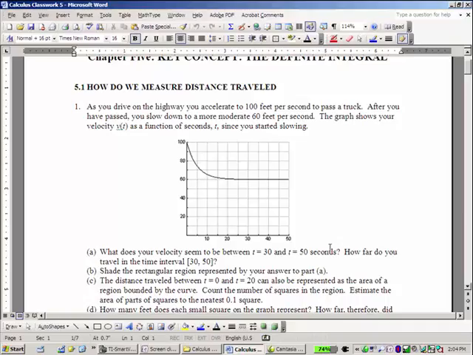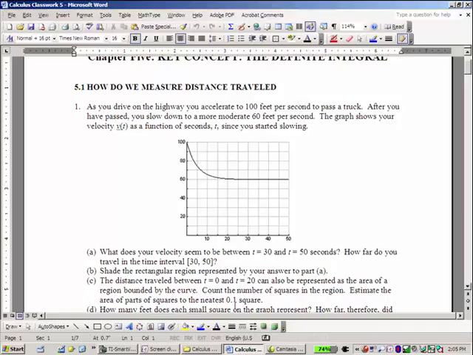Can someone give me what the wrong answer was going to be for the velocity between 30 and 50? If you're totally mixed up and confused, you might say 0. Yeah, why would you say 0, Liz? Because that would be like acceleration. Yeah, so you might think that you're looking at position and thinking about the slope, right? So we're not talking about slope right now, this is the velocity graph. We're looking at the graph of velocity.